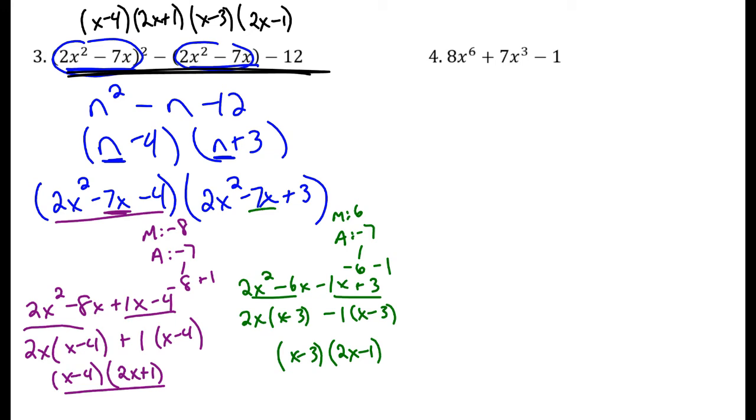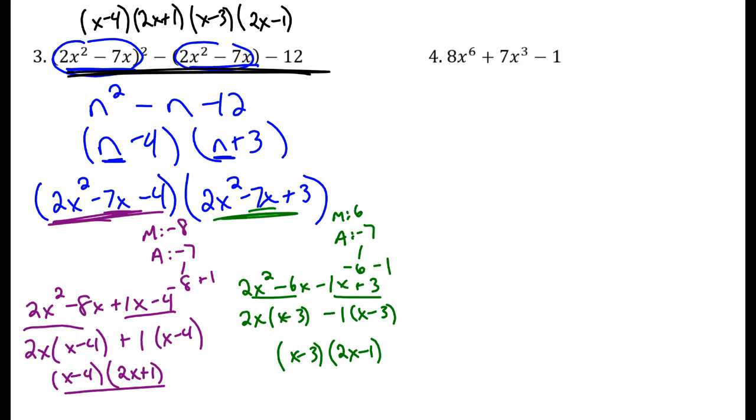We made use of the structure of recognizing it's really a trinomial, but it's not just a plain old x. It's got this chunk, 2x squared minus 7x. And then, because this problem's fantastic, we got to apply the AC method twice to these quadratic factors. And finally, we end over here with 8x to the 6 plus 7x cubed minus 1.